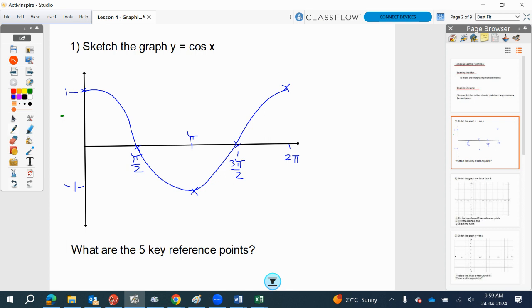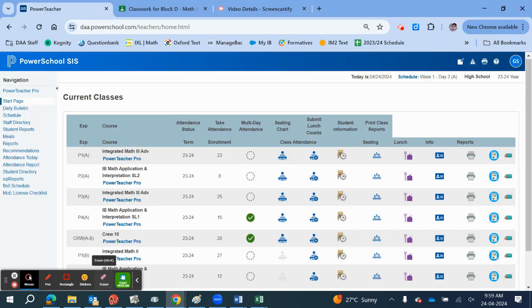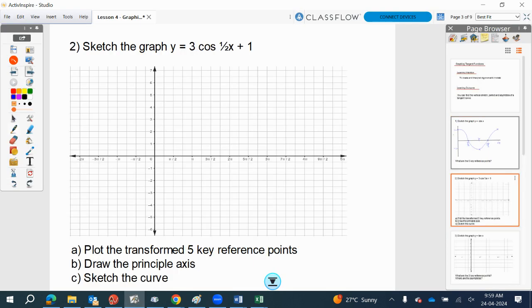This is how we sketch a curve like this. It doesn't take 10 minutes to do this. It should not take 10 minutes. Okay, have a go at sketching this one. We have a few transformations, so think about your 5 key points, plot them, draw the principal axis, sketch the curve.